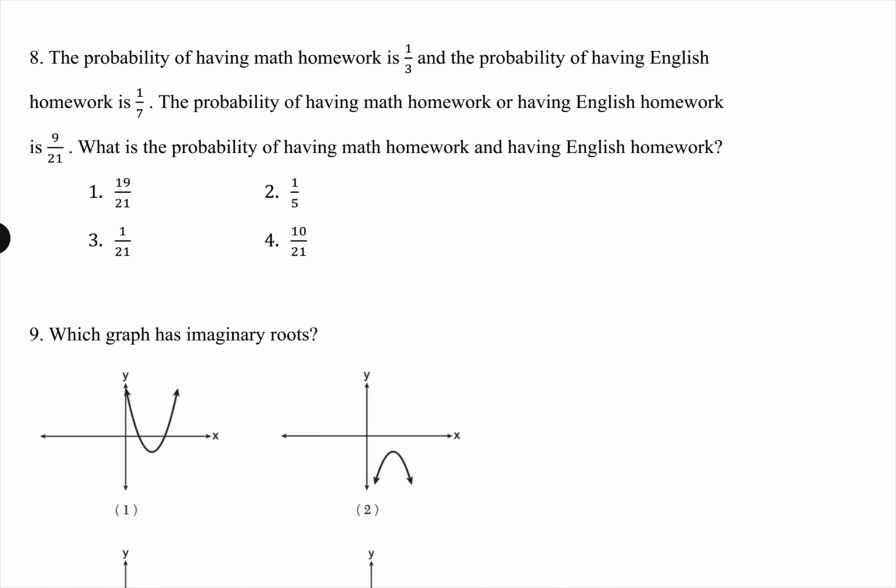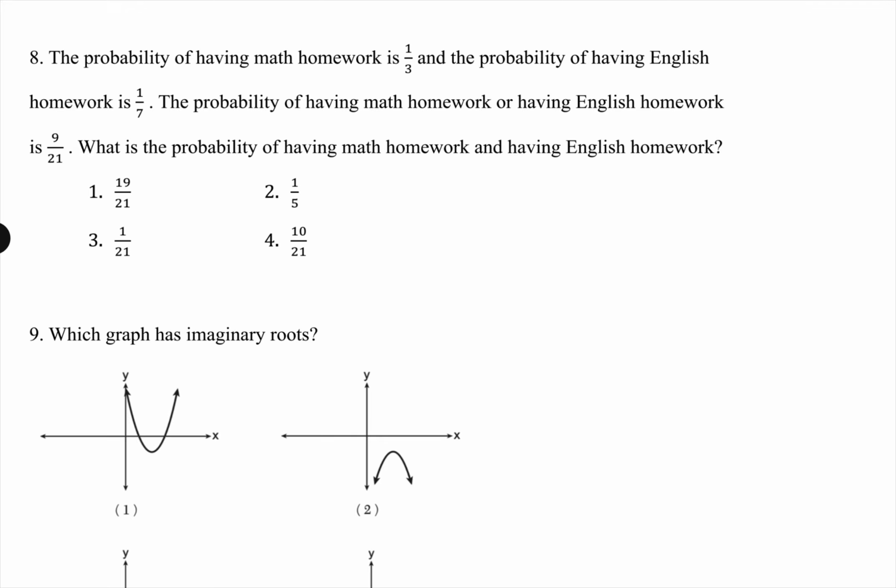Moving on. Number 18, the probability of having math homework is 1/3. The probability of having English homework is 1/7. Just kind of like real life, right? You're going to have math homework probably a little bit more than English, I don't know. The probability of having math homework or having English homework is 9/21. What is the probability of having math homework and having English homework?